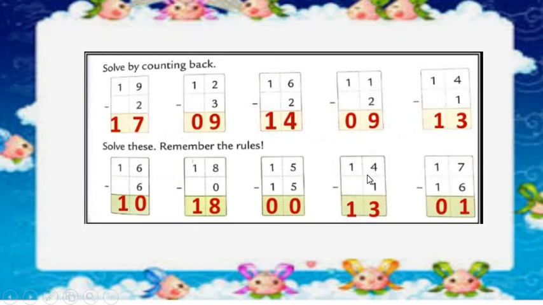Write the next sum. 14 minus 1. Keep the bigger number in your mind. 14 is the bigger number. Make one step backward counting. 14, before 13. You reach at number 13, so it will be the answer.